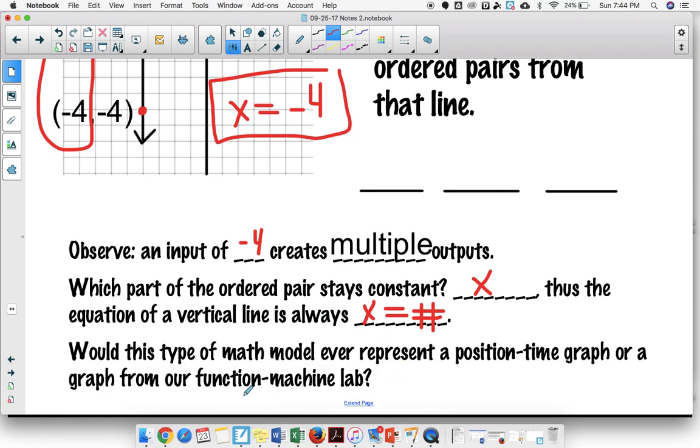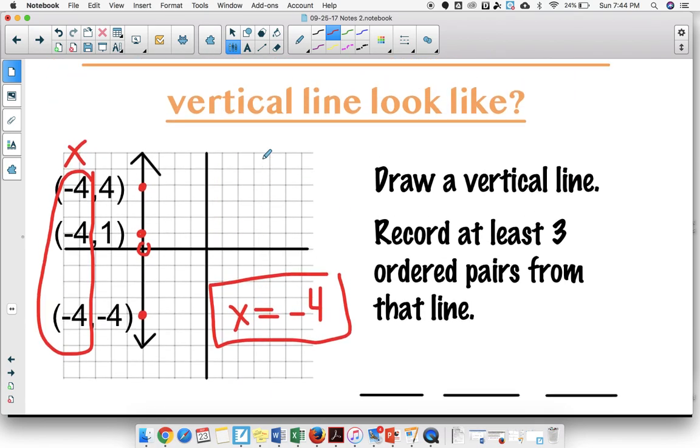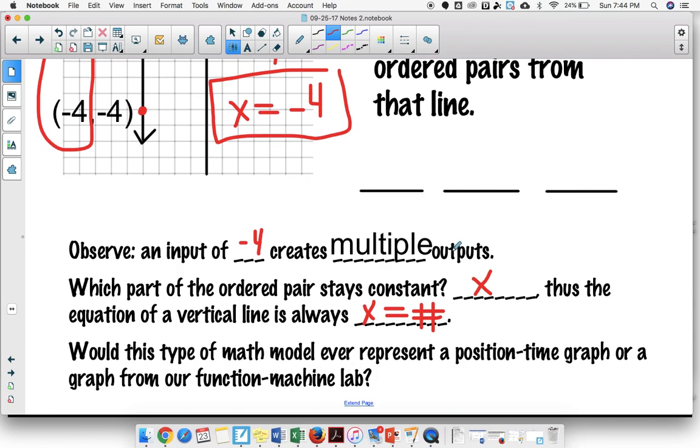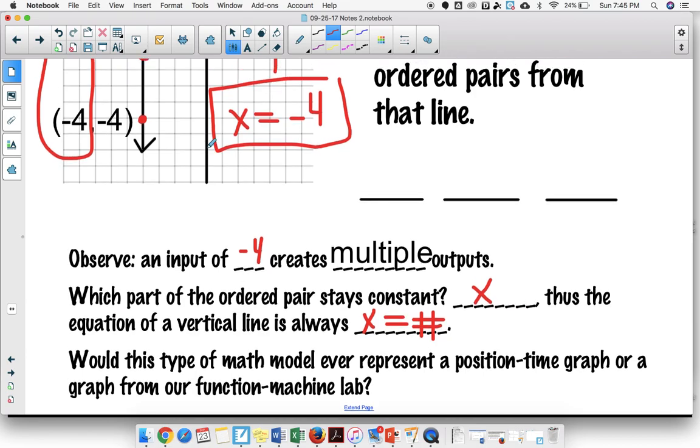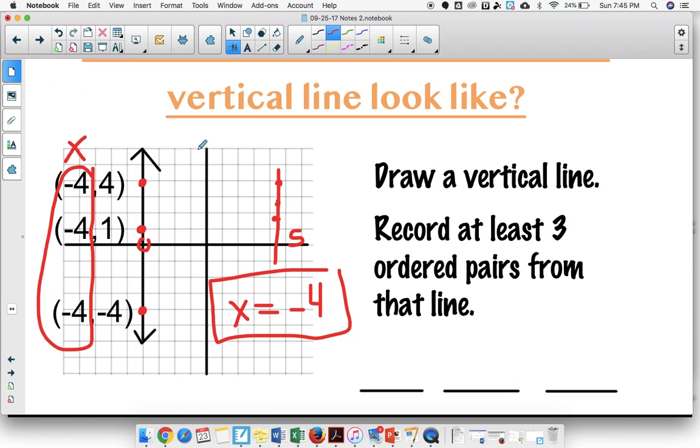So would you ever see this with a position time graph? Well, think about it. This would mean that at a given time, a time of, in this case, -4, which doesn't make sense, but like even on this side, a time of, say, 5 seconds, that means the car would be in multiple positions after 5 seconds. That doesn't make sense. So vertical lines are not functions, but they can be graphed, and it's really simple. You just put x equals whatever number they go through.